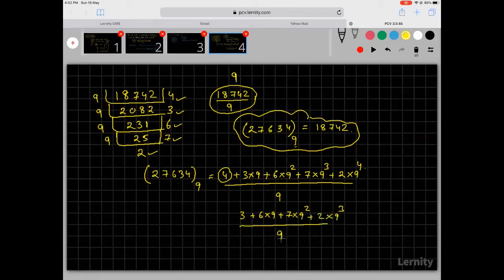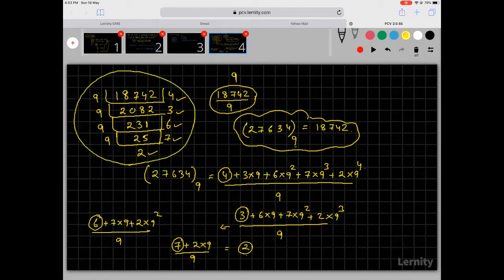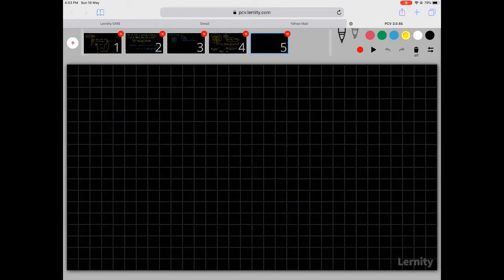When I divide this by 9 again, this will be my remainder, and I will get 6 plus 7 into 9 plus 2 into 9 squared. When I divide this by 9, again this will be my remainder, and I'll get 7 plus 2 into 9. When I divide it by 9, again this will be my remainder, and I'll get 2, and when I finally divide, I'll get this. So exactly what I got here.